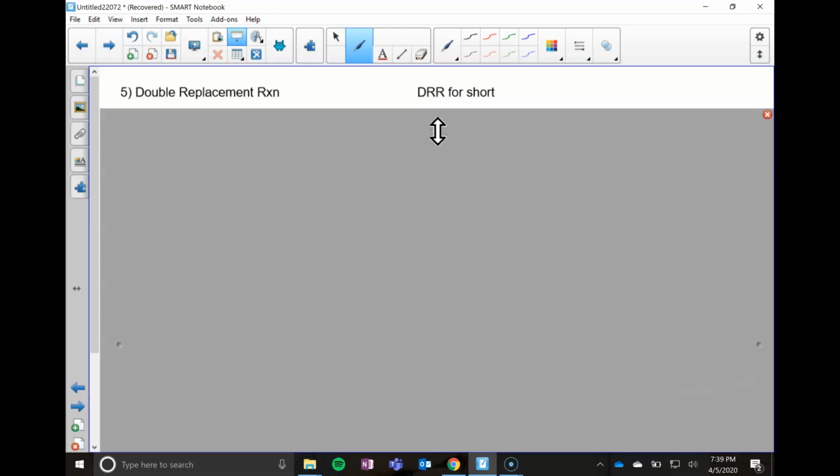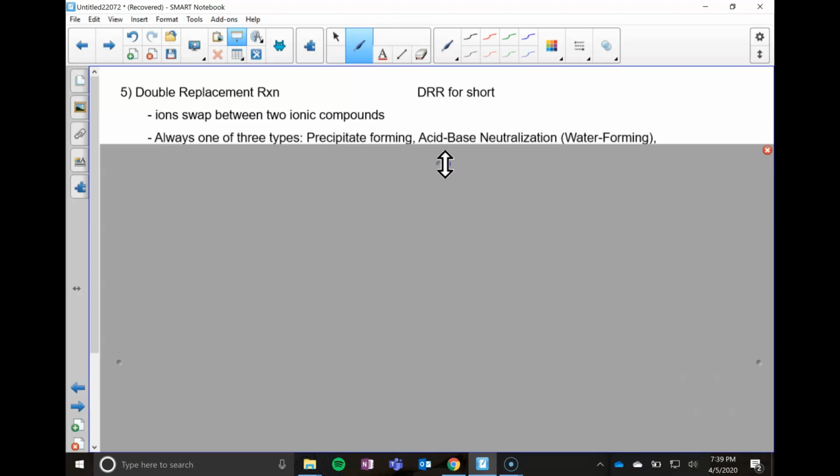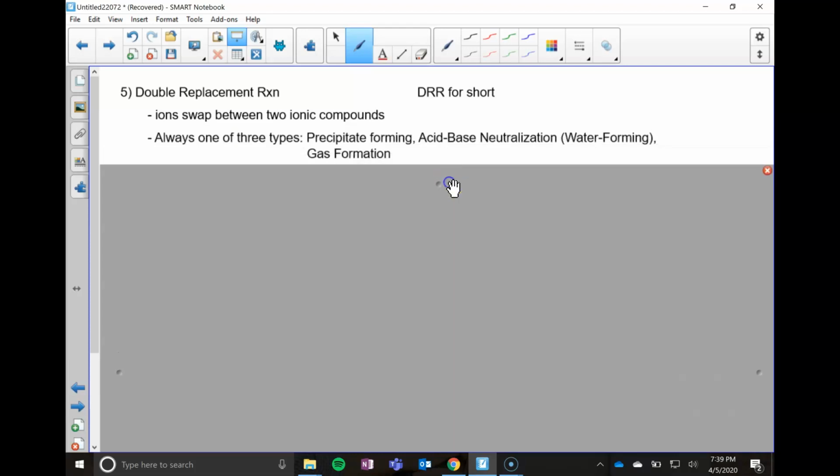We've got a double replacement reaction, or DRR for short. And just as the single replacement reaction meant that one thing was being replaced, double replacement reaction means that two things are being replaced. So in this kind of reaction, we've got ions that swap between ionic compounds. And we've got 3 different types of these, and it's always one of these 3 types.